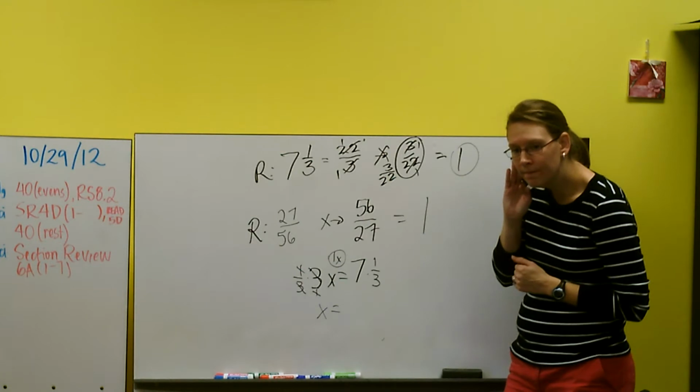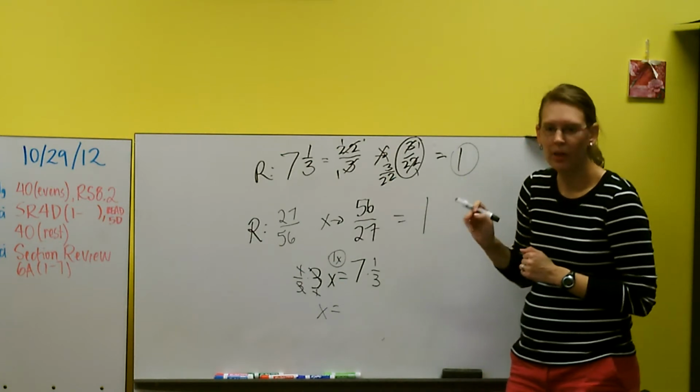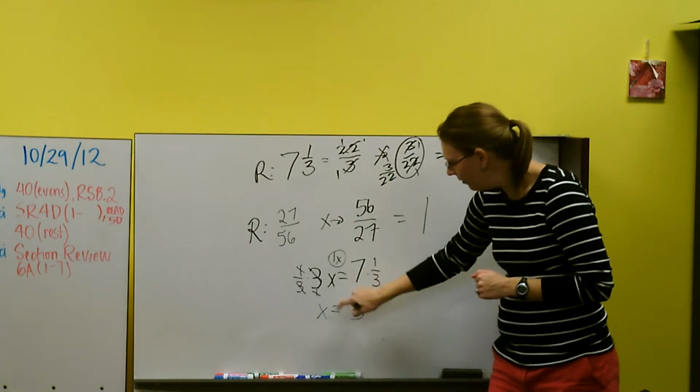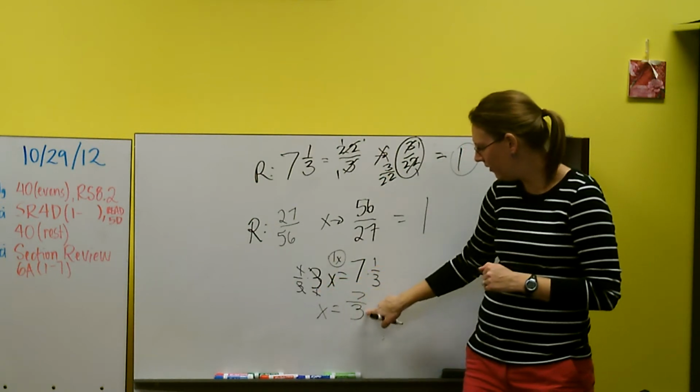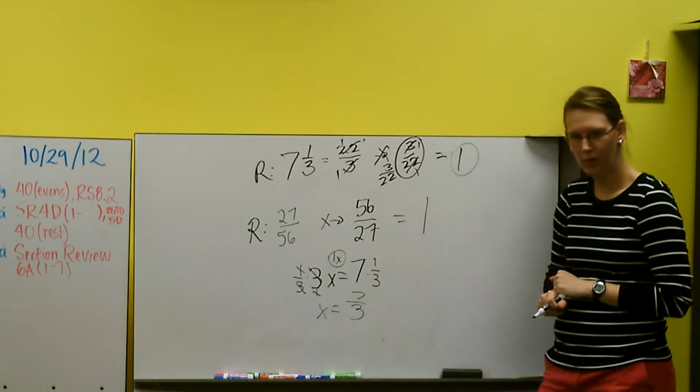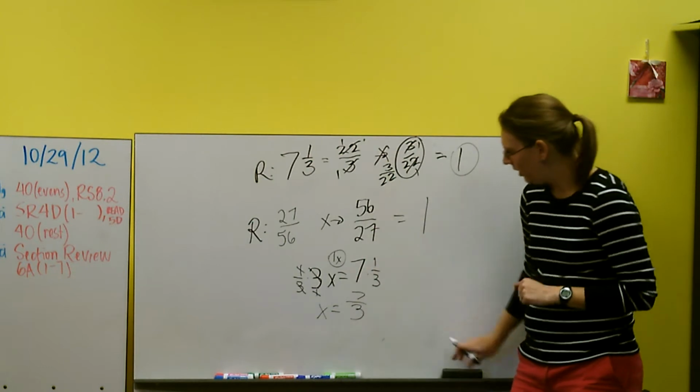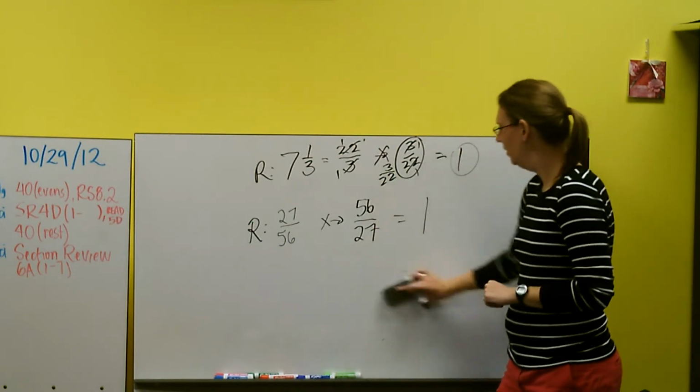7 over 3. Beautiful. So if we took 3 and multiplied it by 7 over 3, we would get 7. Okay. So, let's look at it up.